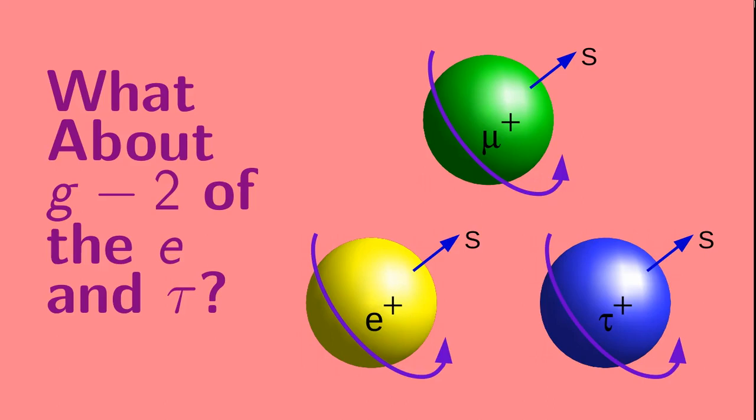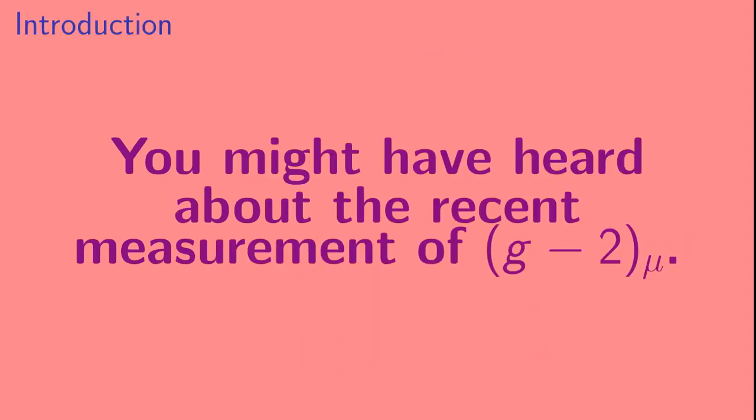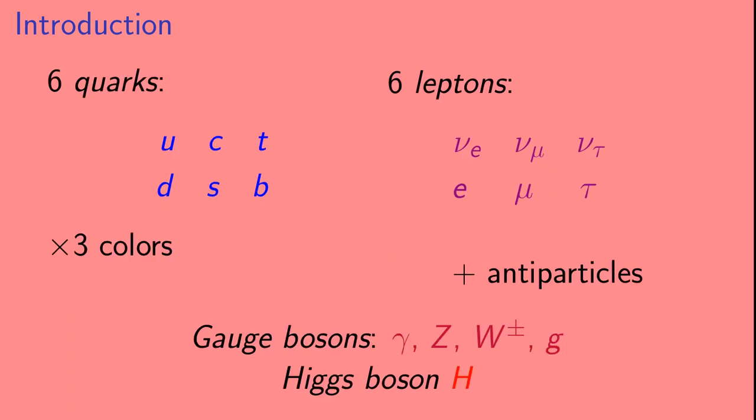Hi, welcome to What About g-2 of the electron and tau? So you might have heard about the recent measurement of g-2 of the muon. Now the muon is one of the particles of the Standard Model. The Standard Model has 6 quarks, 6 leptons, gauge bosons, and the Higgs boson. The muon is a charged lepton. But the Standard Model also has 2 other charged leptons, the electron and the tau.